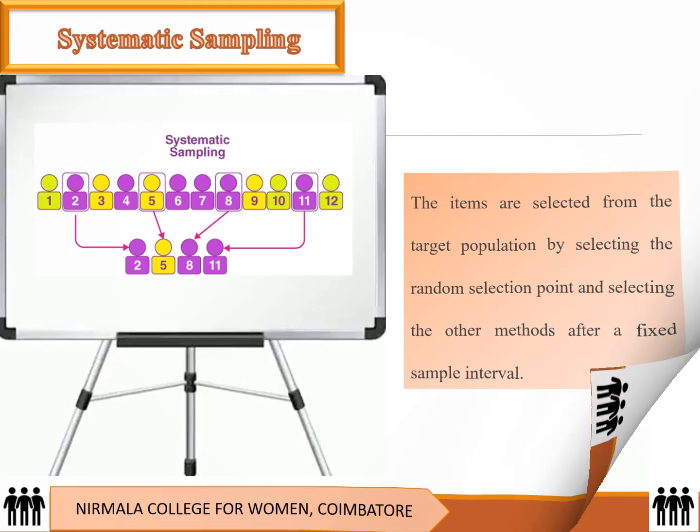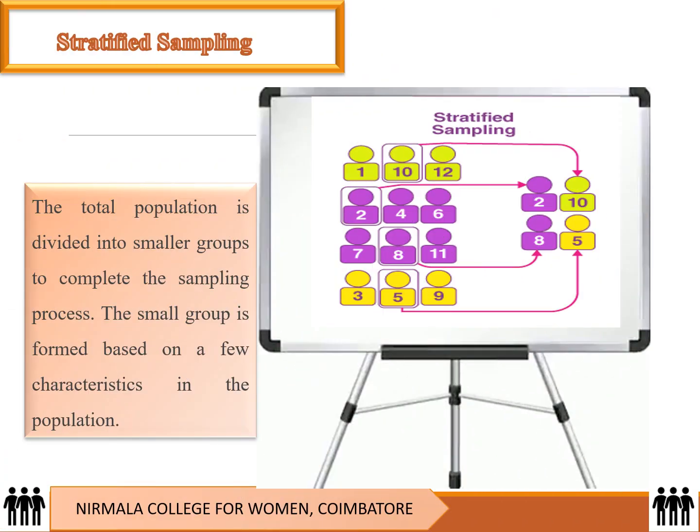Next is stratified sampling. In this method of sampling, the total population is divided into smaller groups to complete the sampling process. The small groups are formed based on a few characteristics in the population. After separating the population into smaller groups, the statisticians randomly select the sample.